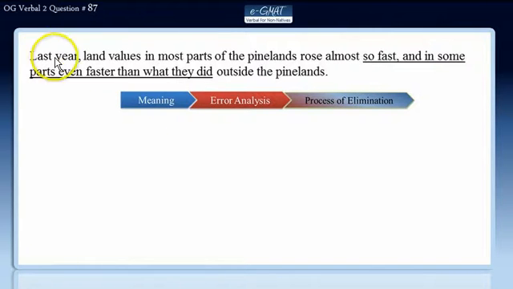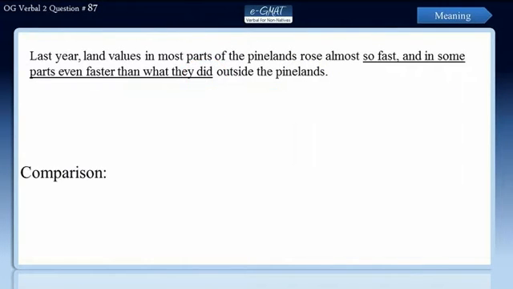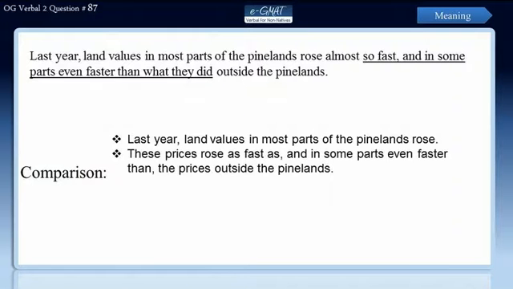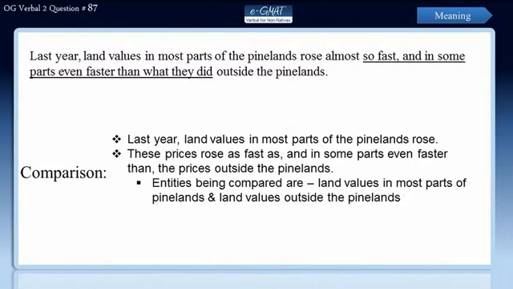So let's begin. Last year, land values in most parts of the pinelands rose almost so fast, and in some parts even faster than what they did outside the pinelands. This sentence presents a comparison. It says that last year, land values in most parts of the pinelands rose. Now, these prices rose as fast as, and in some parts even faster than, the prices outside the pinelands.